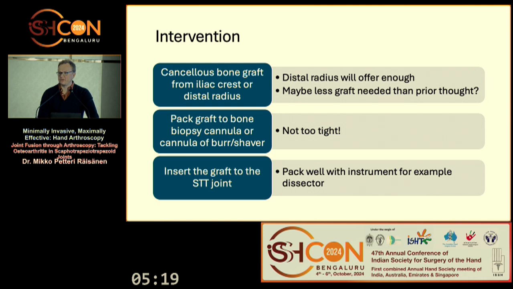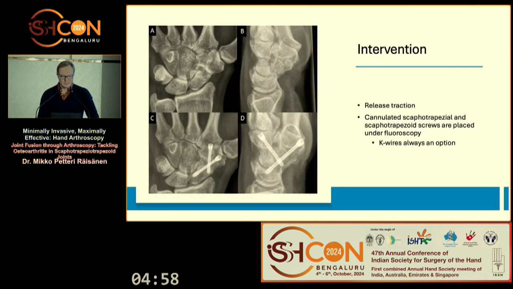Distal radius actually is enough. I think that maybe we need less than was previously thought. Pack the graft into a bone biopsy cannula or the cannula of the burr or shaver. Not too tight, because then you have a hard time getting the graft into the joint. Insert the graft into the STT joint and pack well with an instrument, for example a dissector.